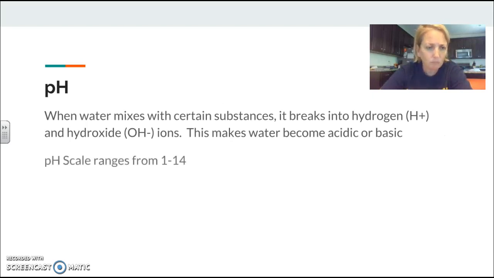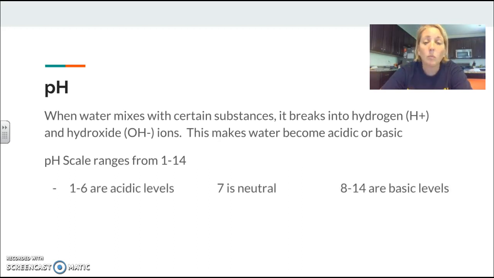So the pH scale is a range of pH levels from 1 to 14. If you are a pH of 1 to 6, you are considered acidic. 7 is something called neutral, which we want water to be neutral. We don't want it to be too acidic or too basic. Or you're on a scale from 8 to 14, which are basic.